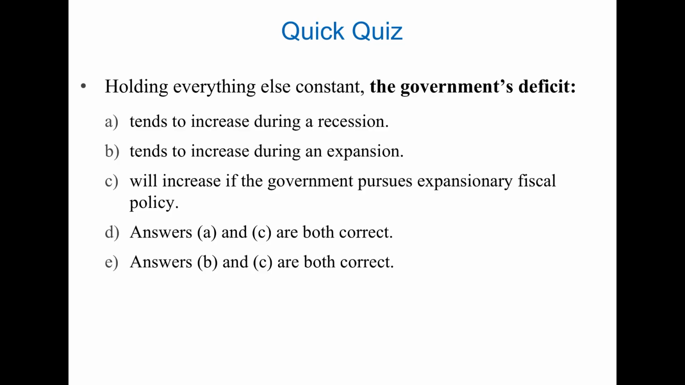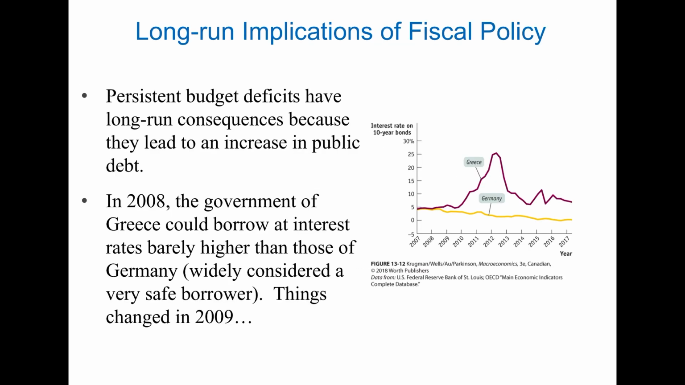That's not true. It will increase if the government pursues expansionary fiscal policy. That's true. So in this way we can say that A and C both are correct. So option D is the right option.